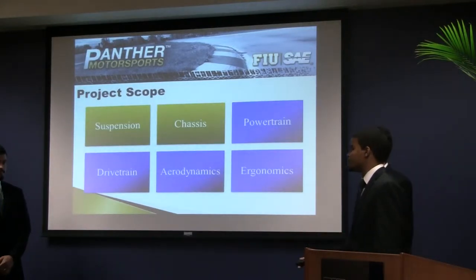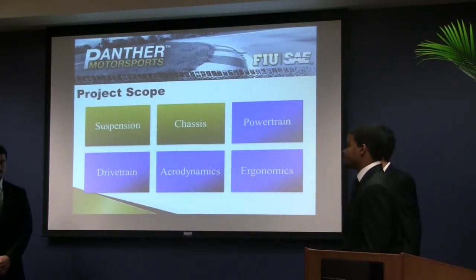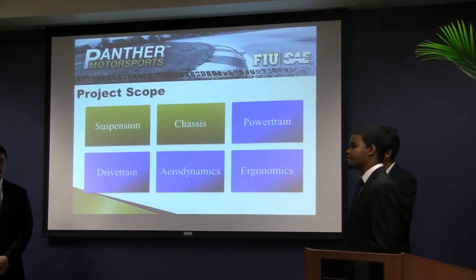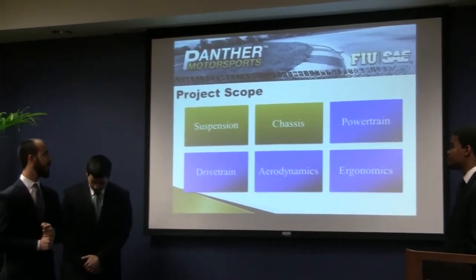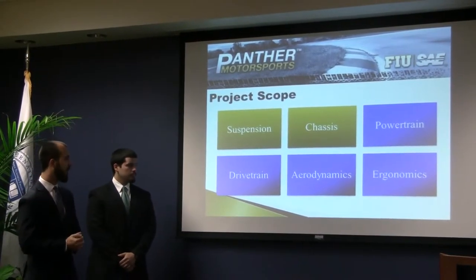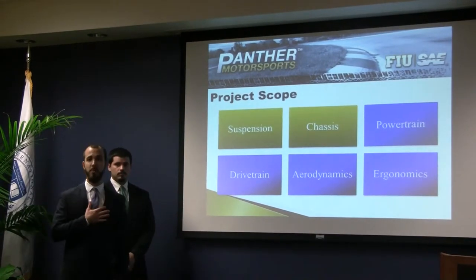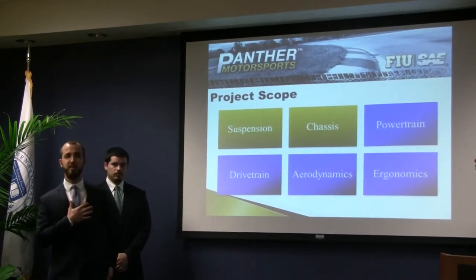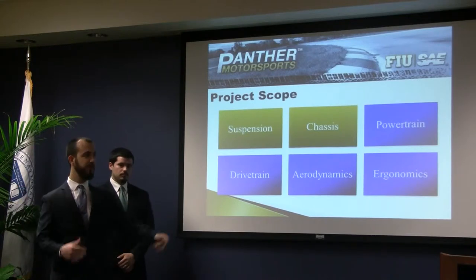So, when developing a Formula SAE prototype vehicle, these six systems need to be taken into account: chassis, suspension, powertrain, ergonomics, aerodynamics, and drivetrain. For our project, we've decided to do the chassis and suspension, which integrates all these components.